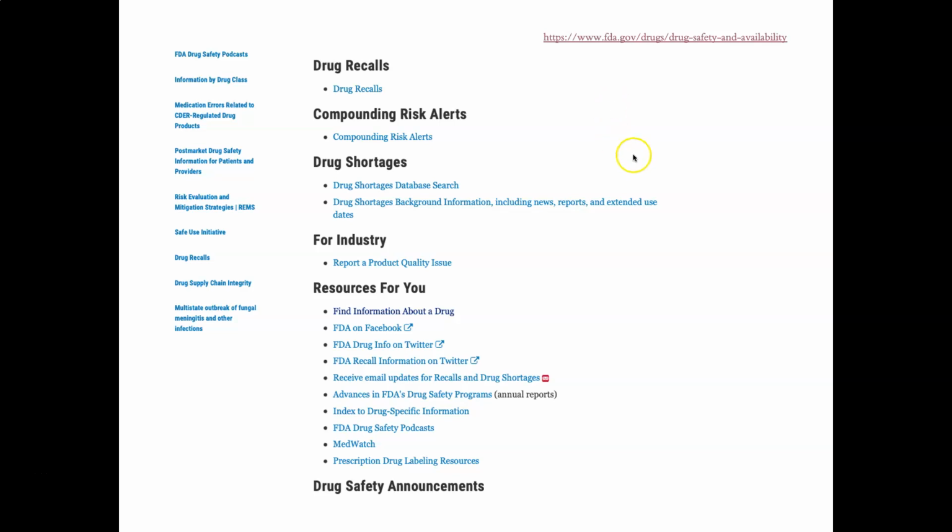But down here under resources for you, receive email updates for recalls and drug shortages. You can sign up right here for that if that's something of interest for you. But anyway, the FDA is a great resource if you're doing anything drug related.